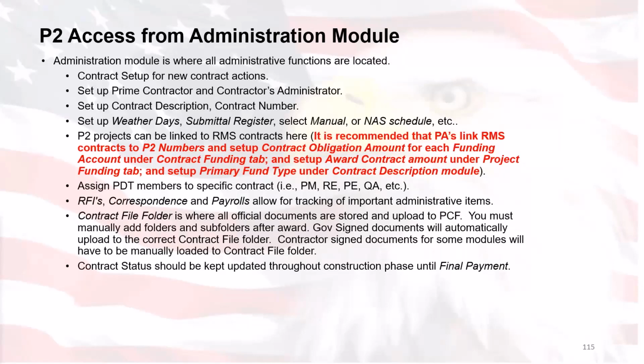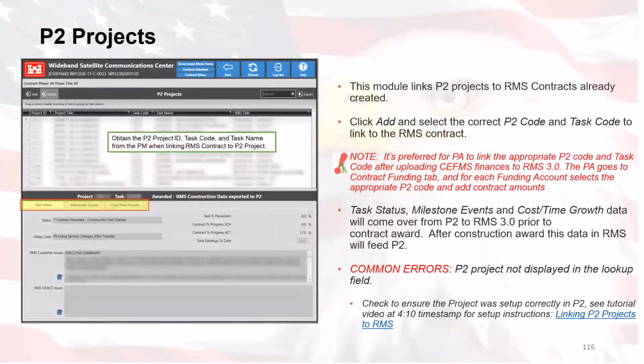In this case, we're going to jump back up and take a look at the P2 process. So when we first get in, that module links the P2 projects to RMS contracts that are already created. So we can click add and then select the correct P2 code and task code to link to the RMS contract. And then a quick note, it's preferred for the PA to link the appropriate P2 code and task code after uploading CFM finances. We prefer, as the RMS center, that you do that after you've done the upload of CFM finances to RMS 3.